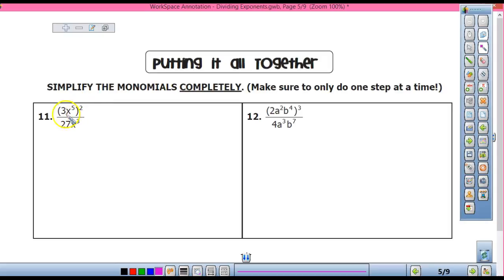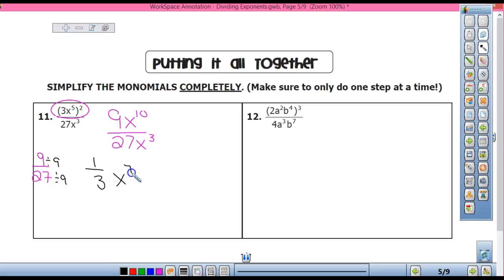So I can simplify my top into 3 squared, which is 9, x to the 10th. And now I've got my 27 x to the 3rd. So I need to reduce my 9 over 27. Divide them both by 9. So 1/3 x to the 7. On number 12, I want everybody to simplify the top.